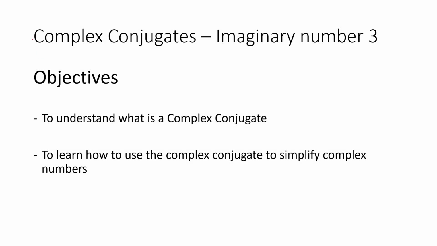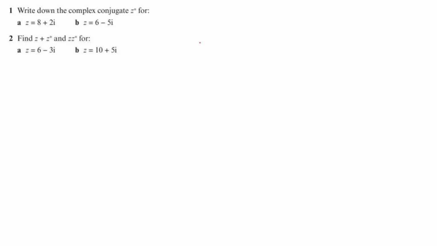Now let's look at complex conjugates. If we have a complex number, z equals 8 plus 2i, then the complex conjugate is just going to be the opposite sign to the imaginary part. So if z equals 8 plus 2i, then z star, or the complex conjugate, is going to be 8 minus 2i. Okay?